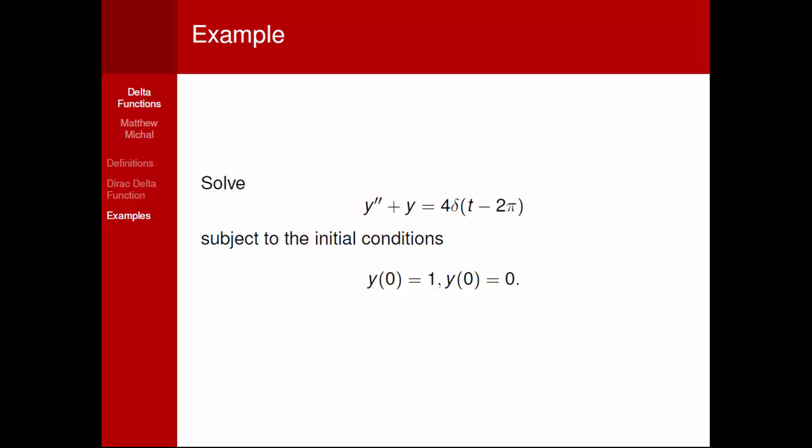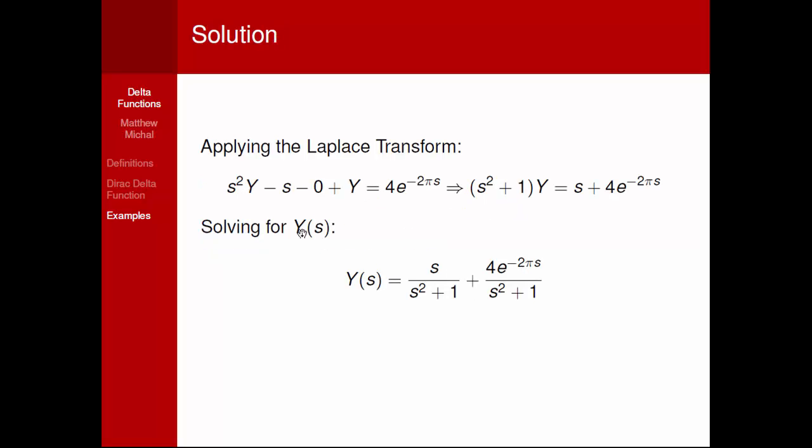So, let's do it again. y double prime plus y is equal to 4 delta of t minus 2 pi. Well, this normally looks like a complementary solution of cosines and sines. So let's take a look. With my initial conditions being an initial position of 1, and that's supposed to be initial velocity. Oh well. When I plug that in, I get s squared Y minus s minus 0 plus Y is equal to 4e to the negative 2 pi s. Solve for big Y, move the s to the other side, and I end up getting this.